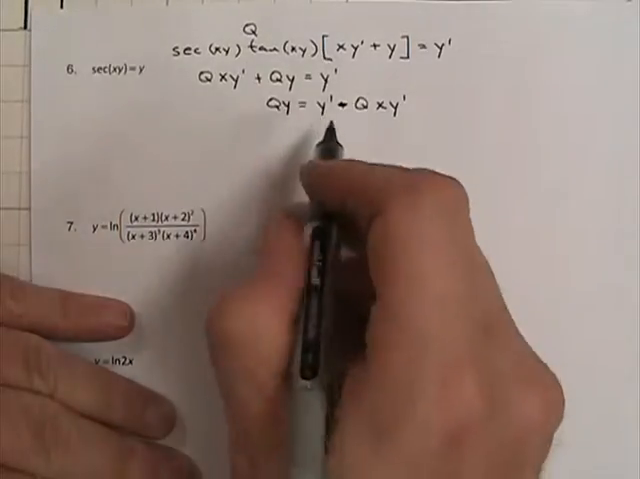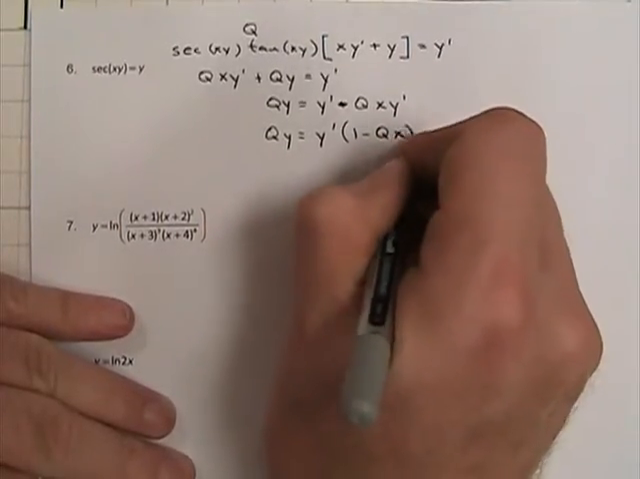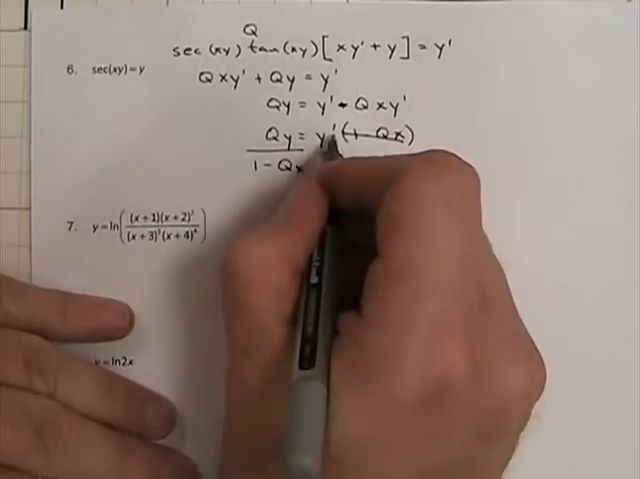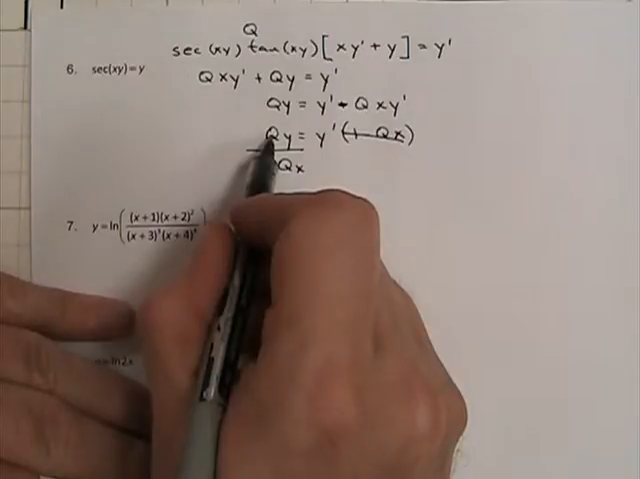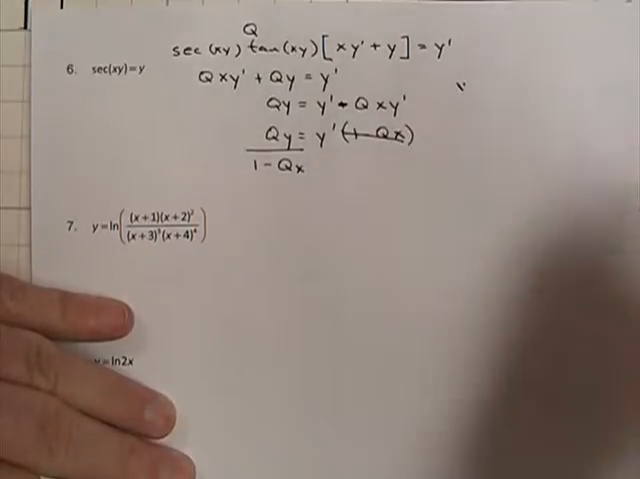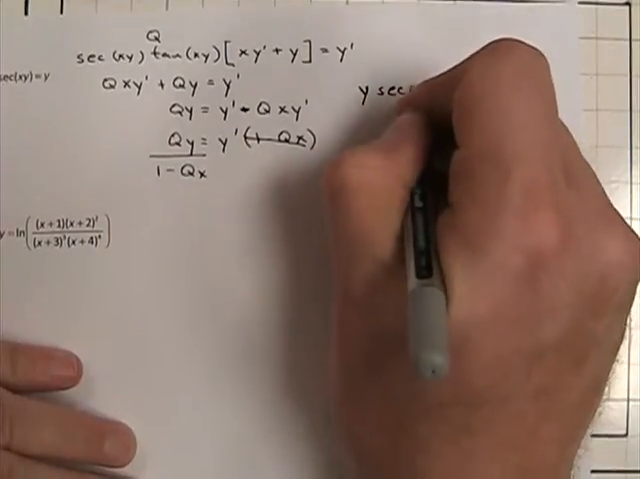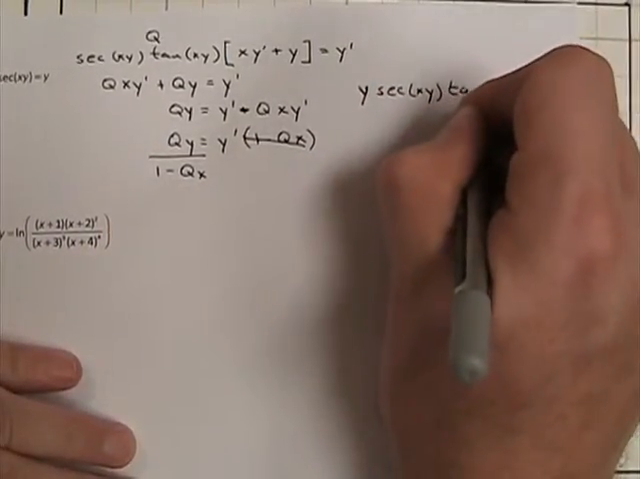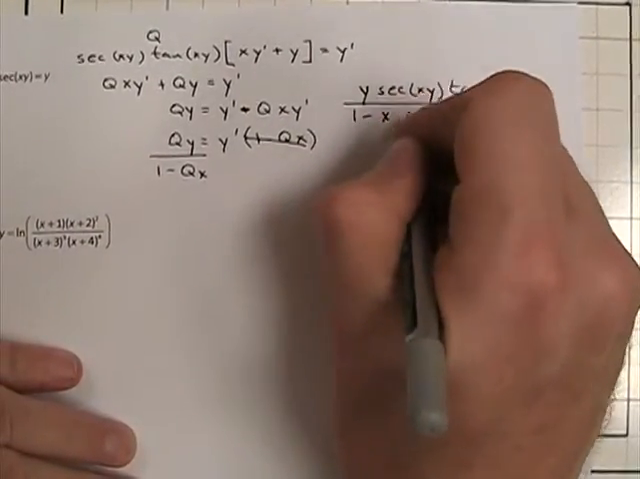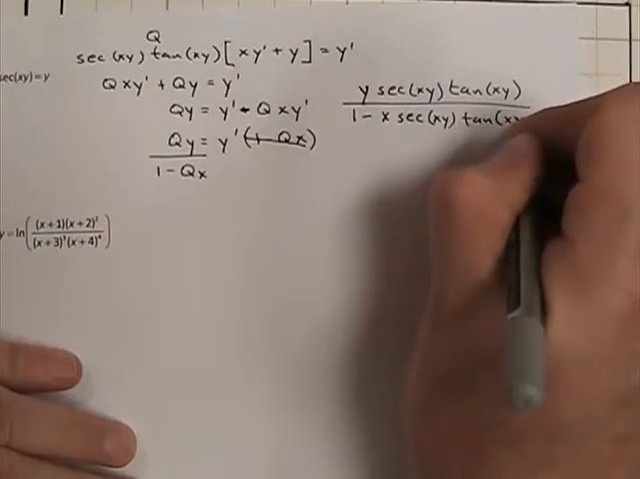We'll factor out the y prime from both sides. Qy equals y prime times 1 minus Qx. And we'll divide both sides by 1 minus Qx. And so now we've got our answer for y prime. Let's put back in our Q, which we said was sec xy tan xy. So I'll rewrite that: y secant of xy tan of xy over 1 minus x secant of xy tan of xy.